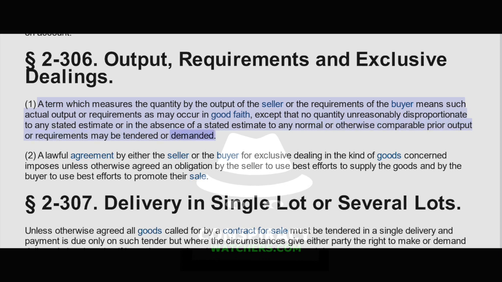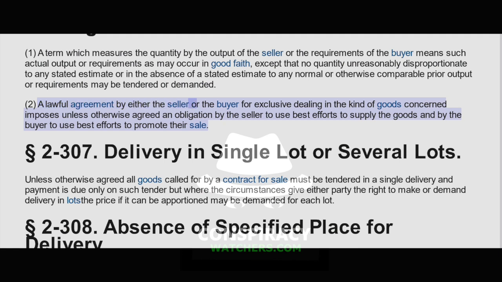A lawful agreement by either the seller or the buyer for exclusive dealing in the kind of goods concerned imposes, unless otherwise agreed, an obligation by the seller to use best efforts to supply the goods and by the buyer to use best efforts to promote their sale.